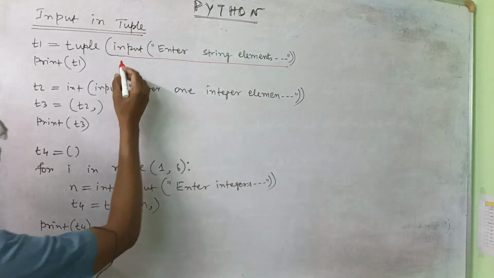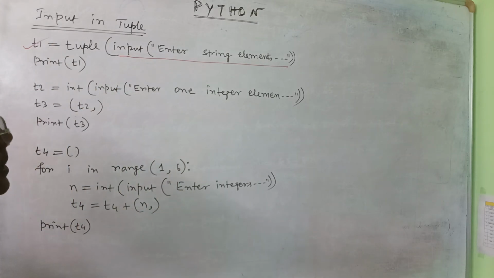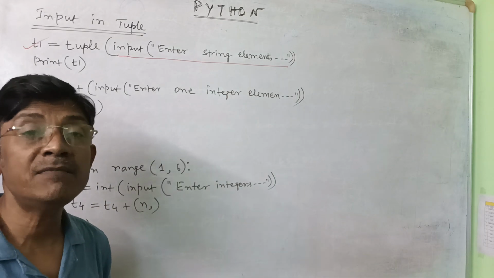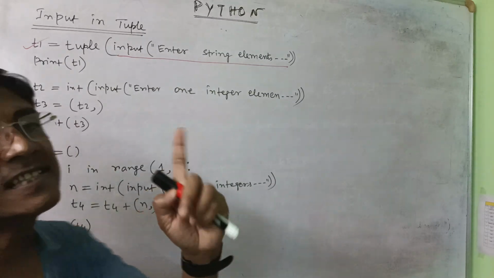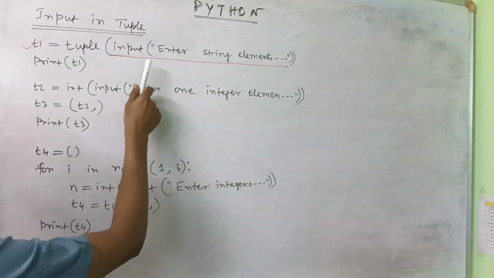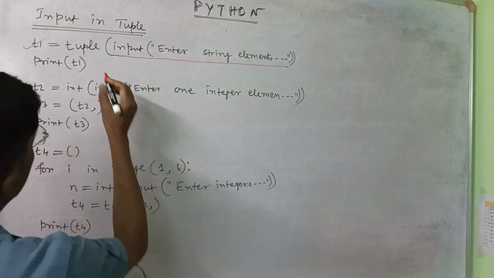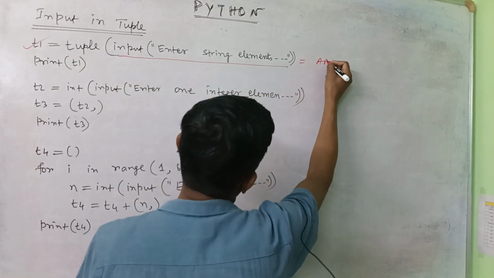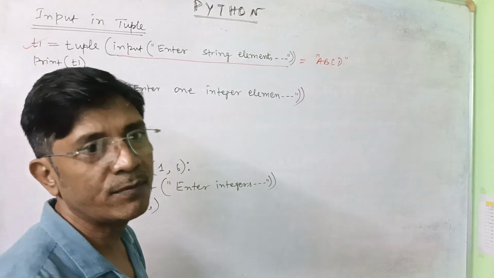Using this code we are taking the value and keeping it in t1, which is the tuple. Here we are not taking multiple values, we are taking a single value, meaning one tuple value. If you write a single string like this, A, B, C, D, what will happen?